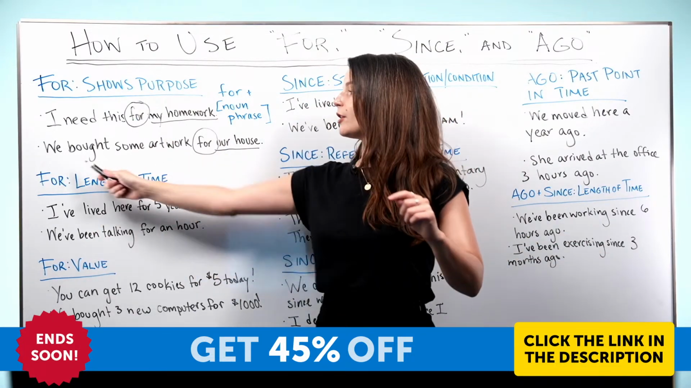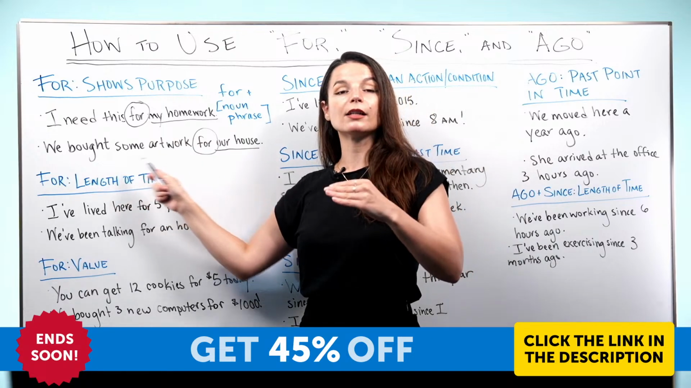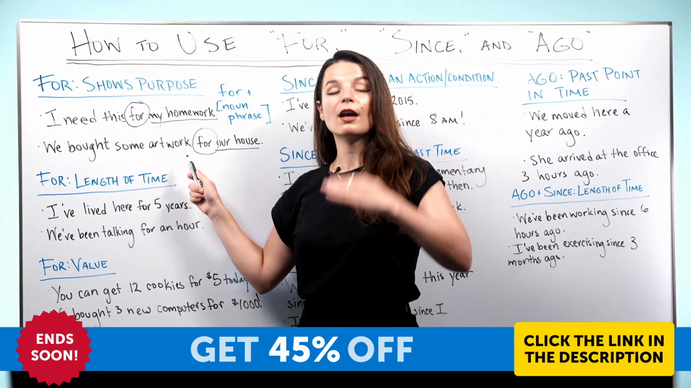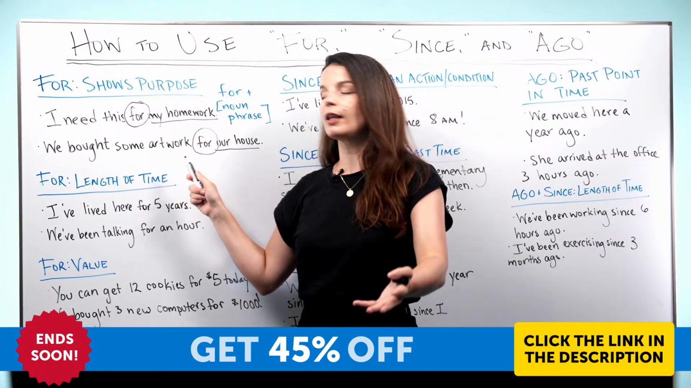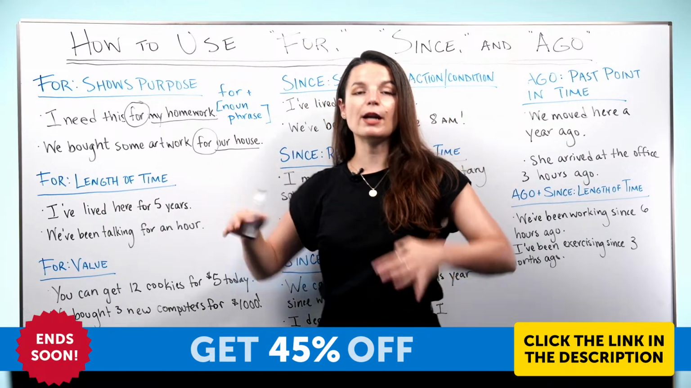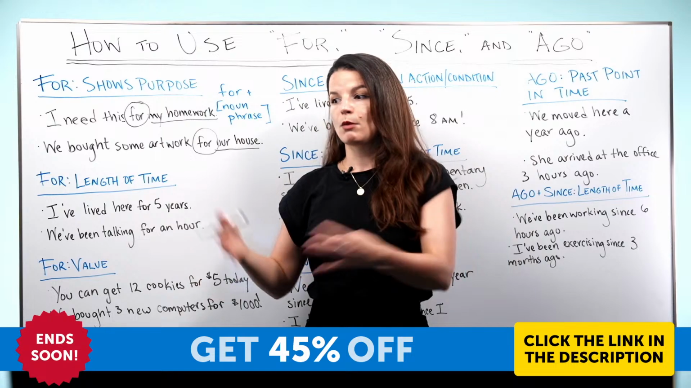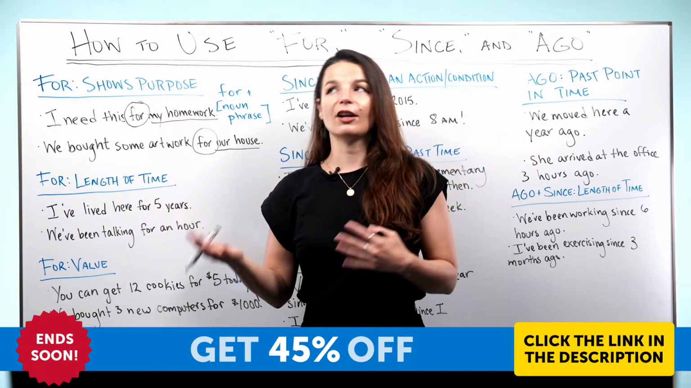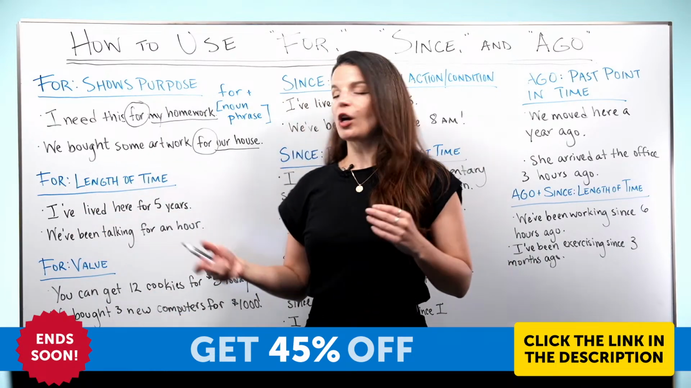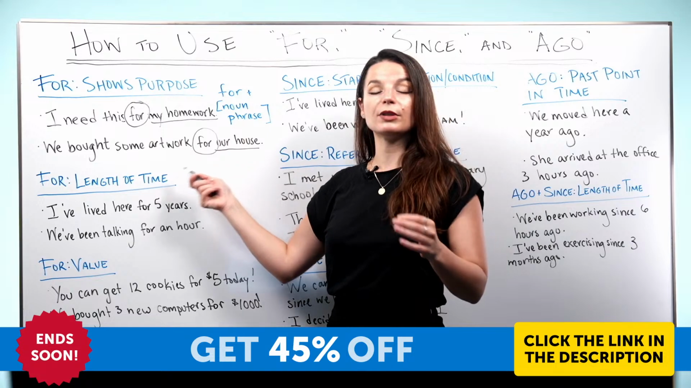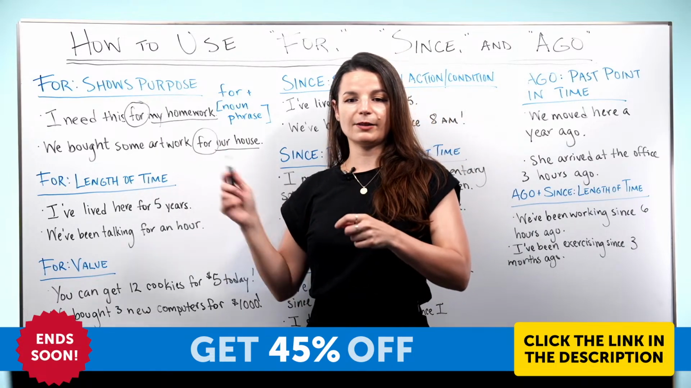So again, this shows the purpose. We bought some artwork. In this case, the purpose of the artwork is our house, right? We want to use it inside our house. We want to use it in the house in some way, decoration, right? So we can show this purpose with for plus our noun phrase, okay?